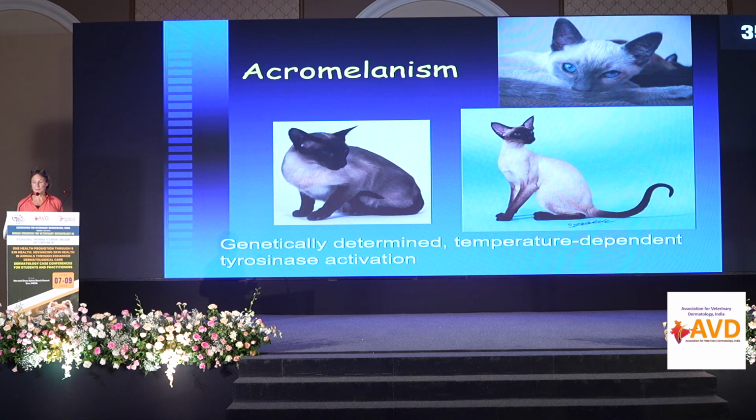Now, another category of disease, like I said, could be genetically inherited. And the example I picked is the Siamese. They have acromelanism, where the activity of the tyrosinase is temperature dependent. So it's more active when the temperature is lower. So the lower temperature is at the extremities. So that's why they have darker hair, tip of the ears, tip of the tail. And if you were to clip those cats, initially the hair grows back darker because the skin is basically being naked until it goes back to the more cream colored that is normal for them. So this is a genetically inherited activity of the tyrosinase.